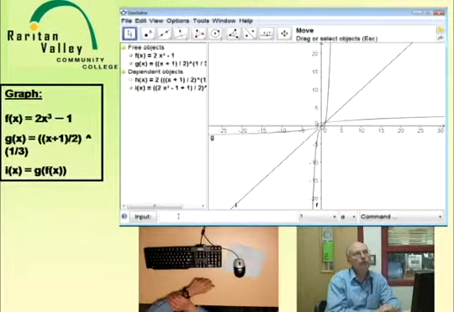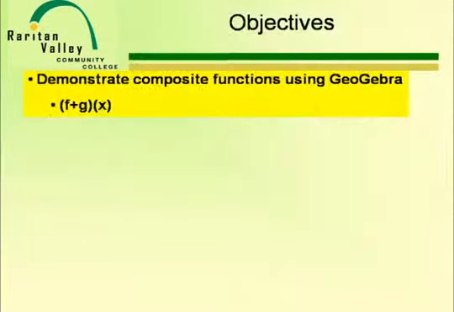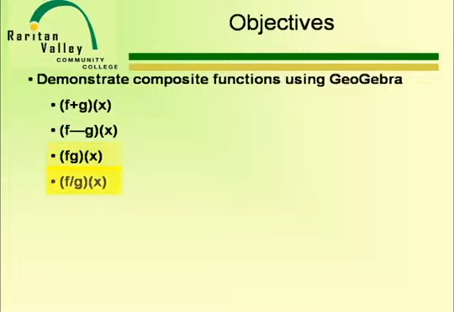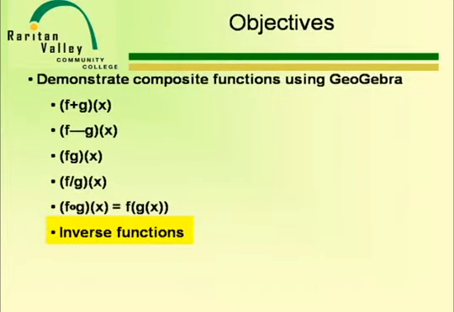So now let's review what we looked at in this module. We demonstrated the composition of functions using GeoGebra. We looked at f plus g of x, we looked at f minus g of x, we looked at f times g of x, we looked at f divided by g of x, and we looked at f of g of x. And we learned how we could use f of g of x to demonstrate that two functions were in fact inverses of each other. This concludes this module.